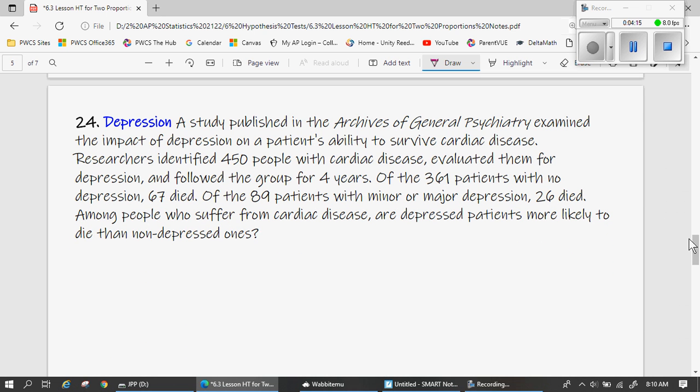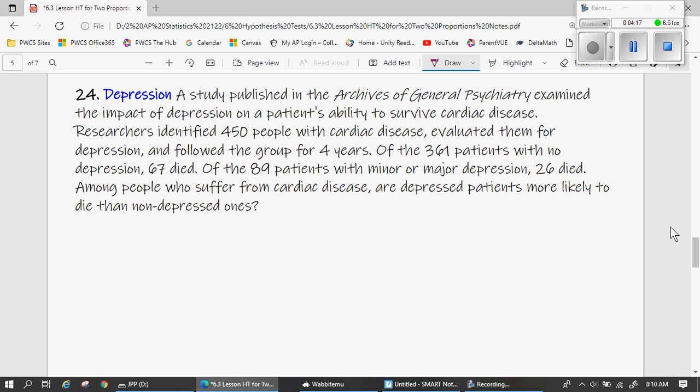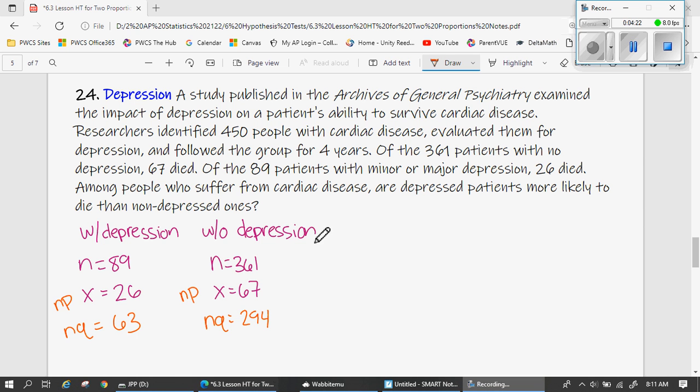So take a minute and read through this one. And I'm going to document some of the important things, and then we'll run a hypothesis test for two groups here. So I like to write down all the stuff I have. We're talking about looking at patients who have cardiac disease, and we want to know if there is some effect that depression might have on whether or not they survive their cardiac disease. And so we have two groups, a group of cardiac patients that have been diagnosed with depression and a group of cardiac patients that have been diagnosed to not be depressed.